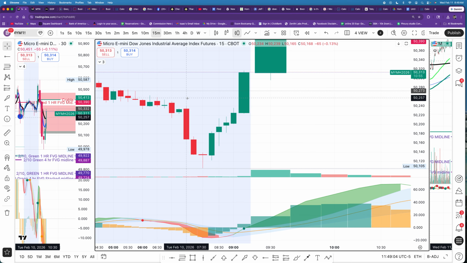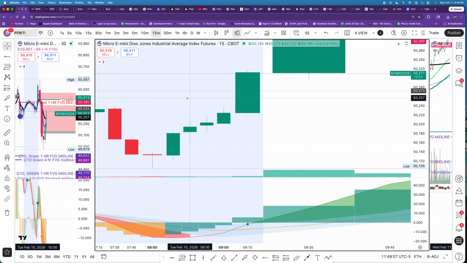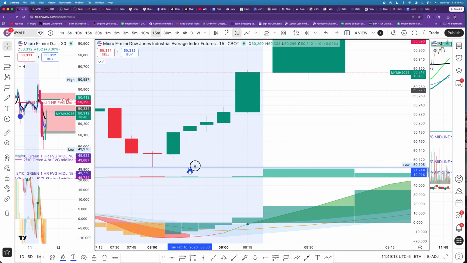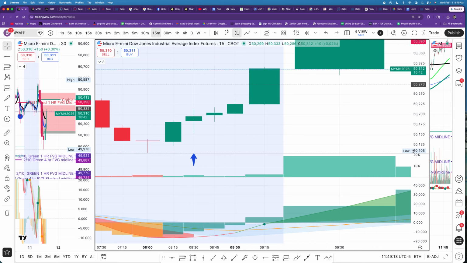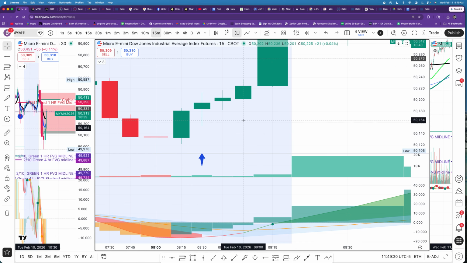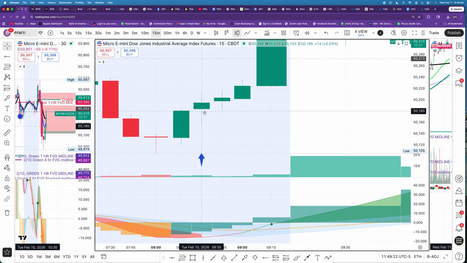Okay, Tuesday at 8:30, we had this particular candle right here. I put a little arrow under it. Okay, so that is the one that we're looking at. So this particular candle, when it completed, I could see that it was a bullish dragonfly candle.